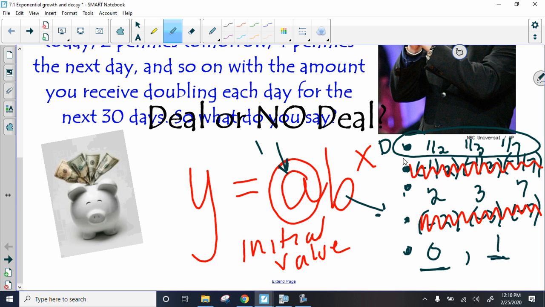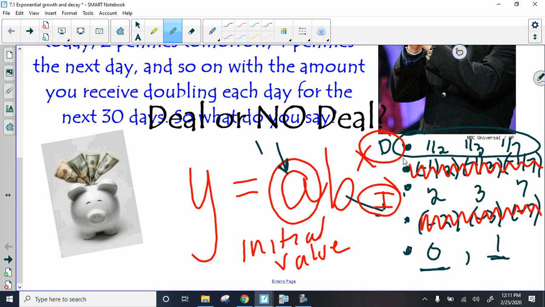Okay? So if 1/2, 1/3, and 1/7 was our decreasing graph, what do you think 2, 3, and 7 are going to do? Increase. Right? And again, we're going to write all of this stuff up for you. All right, how about 0 and 1?